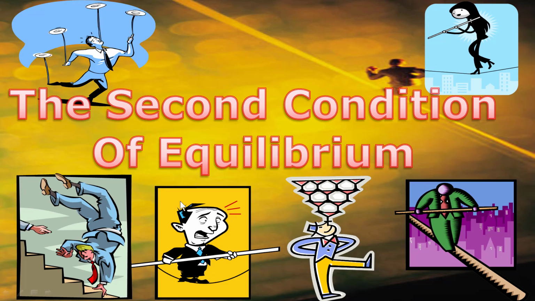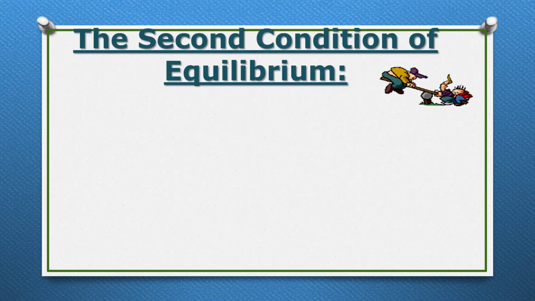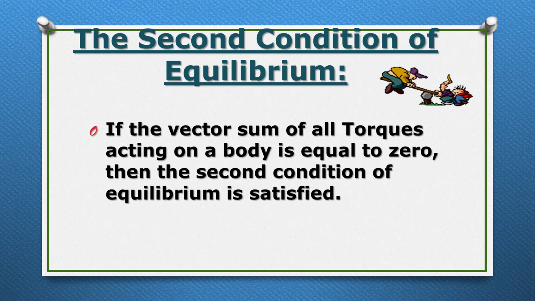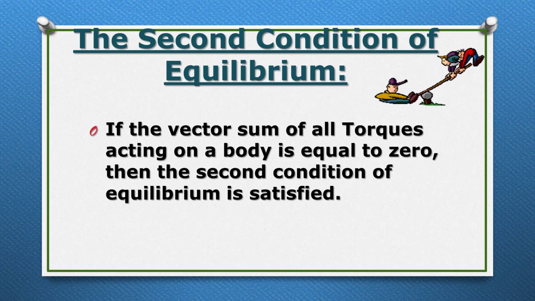The second condition of equilibrium. What about the second condition of equilibrium? According to the second condition of equilibrium, if the vector sum of all the torques acting on the body is equal to 0, then the second condition of equilibrium is satisfied.